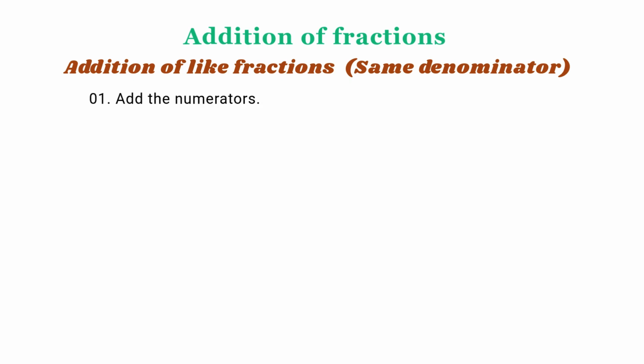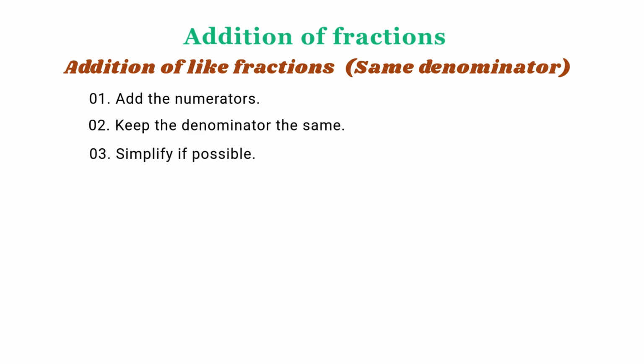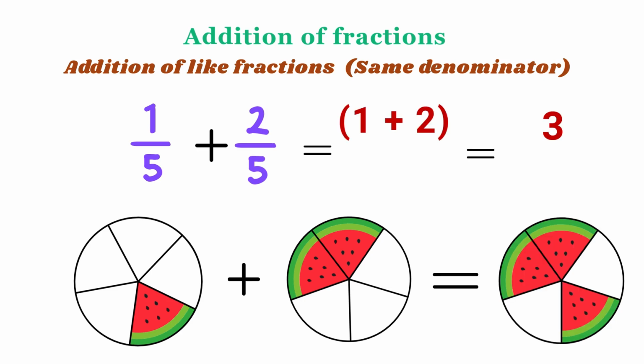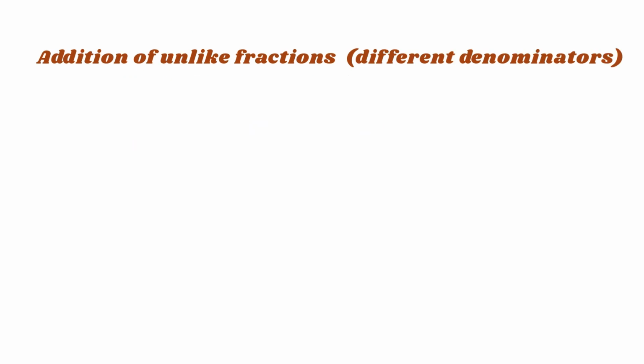First, add the numerators. Keep the denominator the same. Finally, simplify if possible. Example, add 1/5 and 2/5. Add the numerators, 1 plus 2 equals 3, and keep the denominator 5. No further simplification needed.